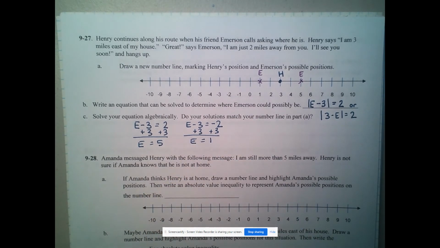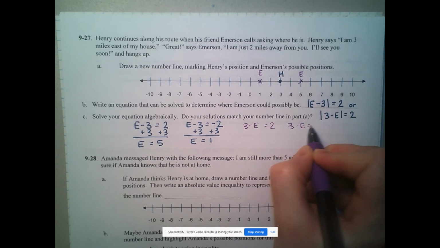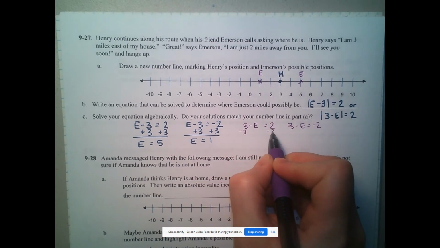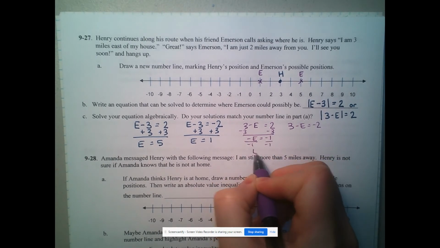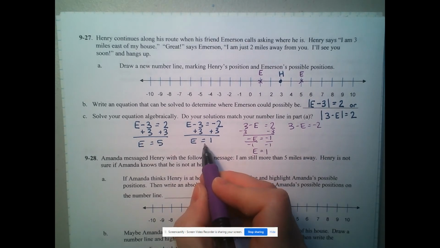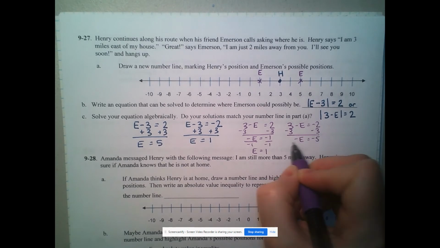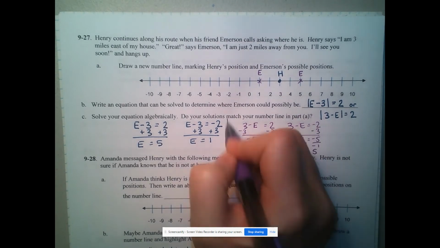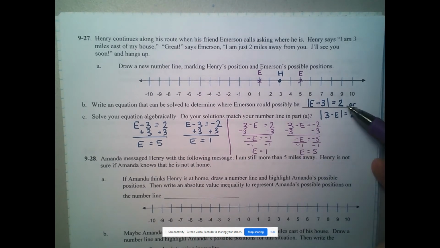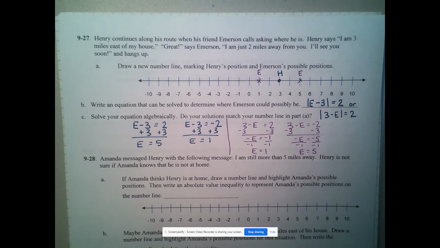Now, the same thing will work, just for argument's sake, if I had solved 3 minus e equals 2 and 3 minus e equals -2. I would have subtracted the 3 from both sides. Negative e equals -1. So positive e equals +1. Well, we got that answer the first time. And if I subtracted 3 from both sides, negative e equals -5. And positive e equals +5. So I will actually get the same answer, just to prove a point, regardless of which order you put the subtraction in, either the first one or the second one, because absolute value makes everything come out positive anyway.